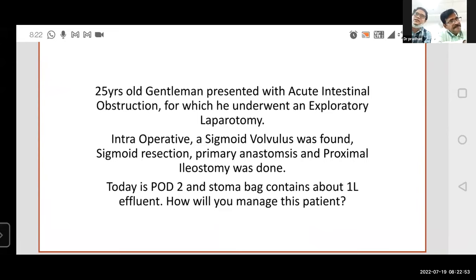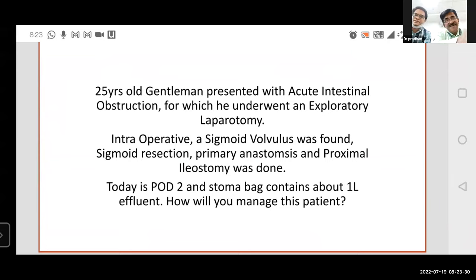Sir, we'll calculate the total output, 1 liter of effluent. Then we'll look for the urine output, Ryle's tube output, if there is a drain output. What else? Sir, insensible loss. And this 1 liter of effluent. Yes, 1 liter of effluent. So your calculation will be based on the normal maintenance fluid required plus this 1 liter effluent.